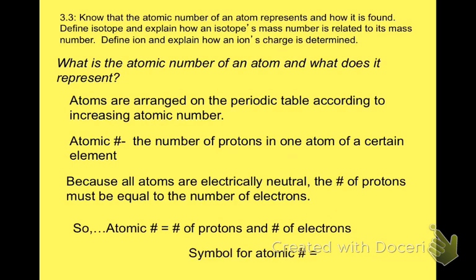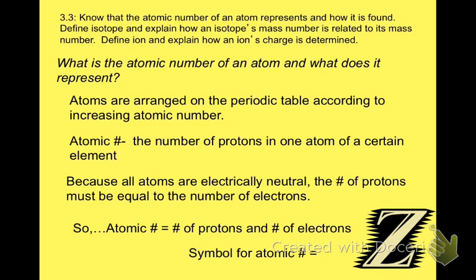The symbol for atomic number is the letter Z. So if you see something like Z equals 15, you know that it's talking about the element on the periodic table with 15 protons in its nucleus. In this case, that would be phosphorus.